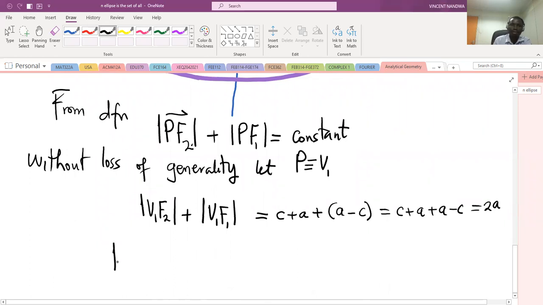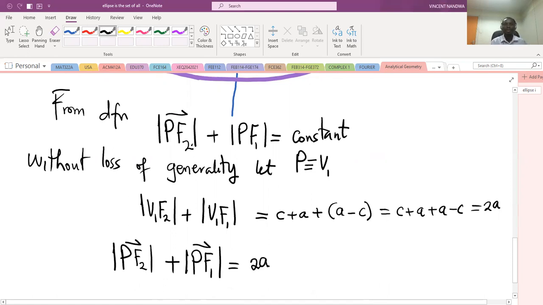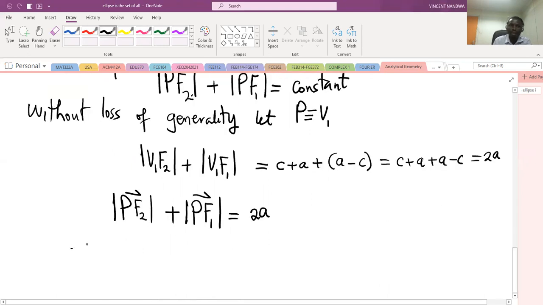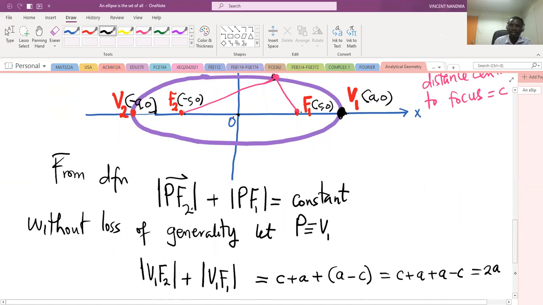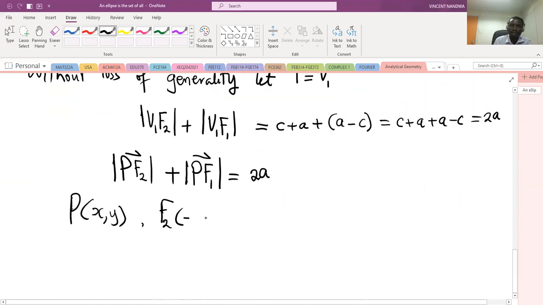So therefore, this constant in the formula is given by 2A. So the formula is PF2 plus PF1 should give us 2A. So that's the constant we are talking about in the definition. We know that the coordinates of P from the diagram are (x, y). The coordinates of point F2 from this diagram are given by (-C, 0). The coordinates of F1 are given by (C, 0).